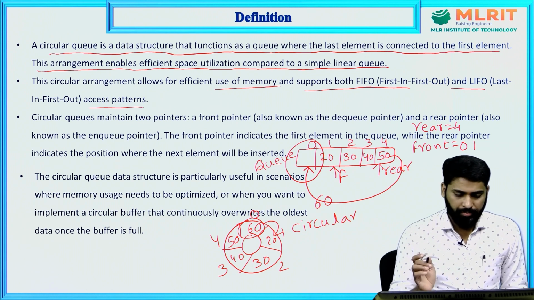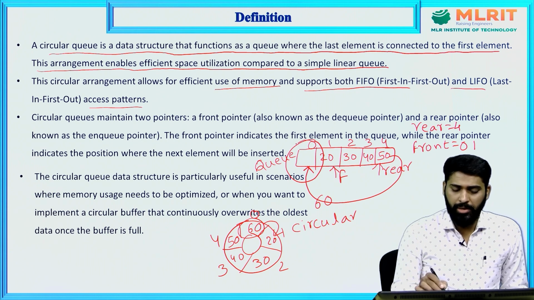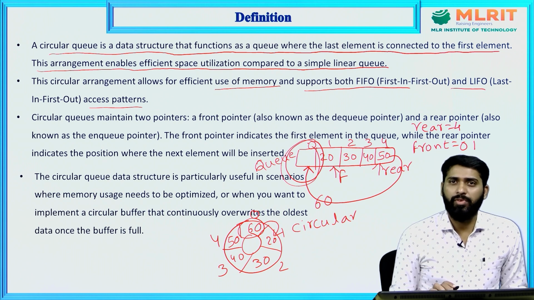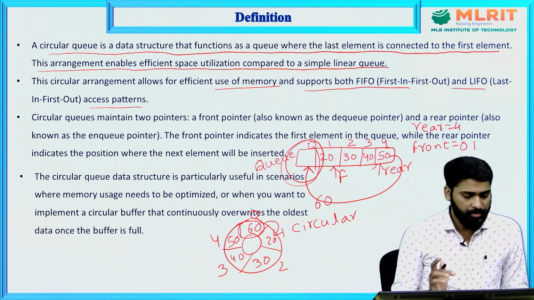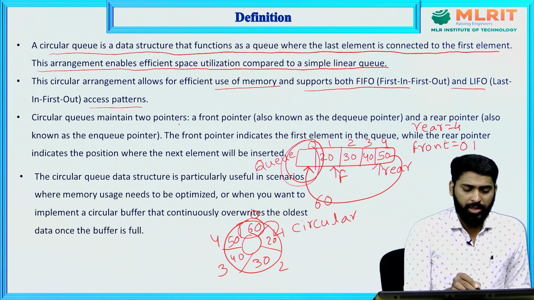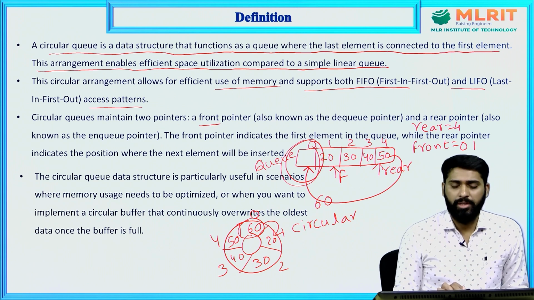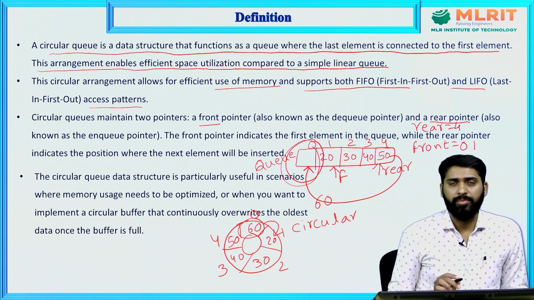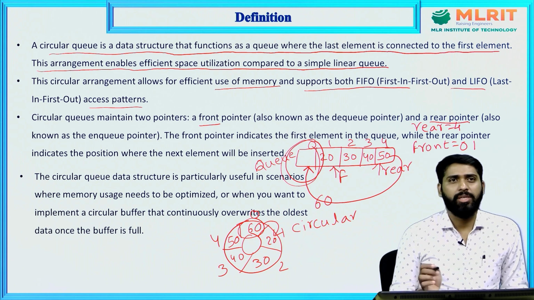Efficient use of memory means that when an element is deleted, we use that space one more time. A circular queue maintains 2 pointers, as we already know: one is the front pointer, another is the rear pointer. The front pointer is also known as the DQ pointer, and the rear pointer we call the NQ pointer.